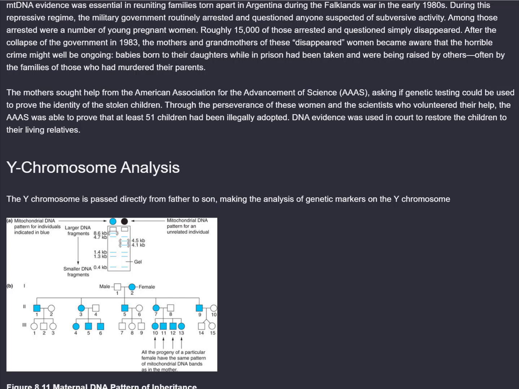After the collapse of the government in 1983, the mothers and grandmothers of these disappeared women became aware that the horrible crime might well be ongoing. Babies born to their daughters while in prison had been taken and were being raised by others, often by the families of those who had murdered their parents.